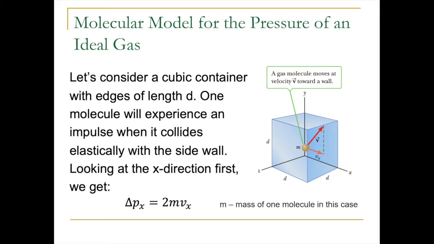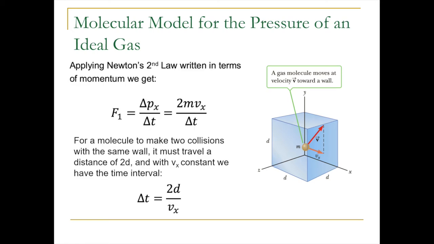If we're dealing with the x direction first, again, we're assuming that it's going to collide elastically with the sidewall, which means that it's going to have an impulse imparted on it of 2mvx. Remember that our impulse, by definition, is the final momentum in the x minus the initial momentum, but since there's no change in speed going in or coming out, what we have is 2 times the momentum of the particle. So knowing this change in momentum, we can find the force that this molecule applies on the sidewall if we redefine Newton's second law in terms of momentum.